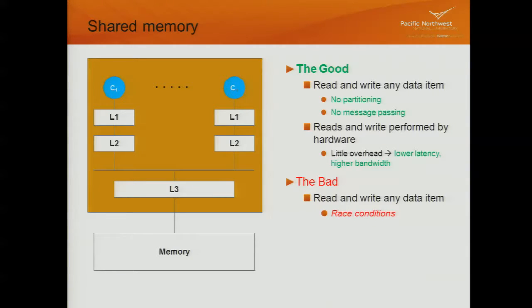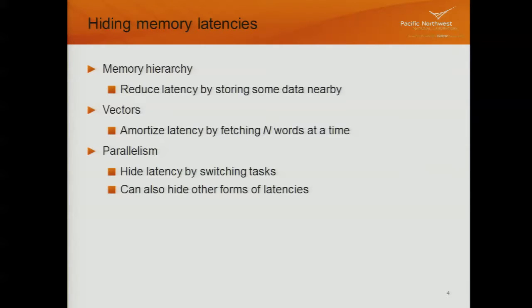The bad thing is, though, that because any thread can read and write any data item at will, you end up with race conditions, where one thread tries to read a data value that another thread is writing, and they read and write in the wrong order, and so you end up reading the wrong values at the wrong time. So you have race conditions when you have shared memory programming.